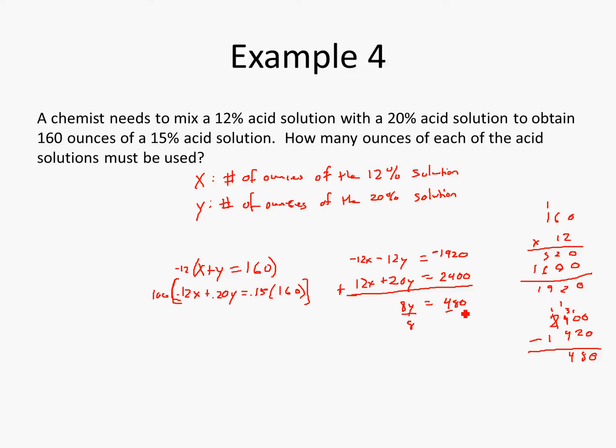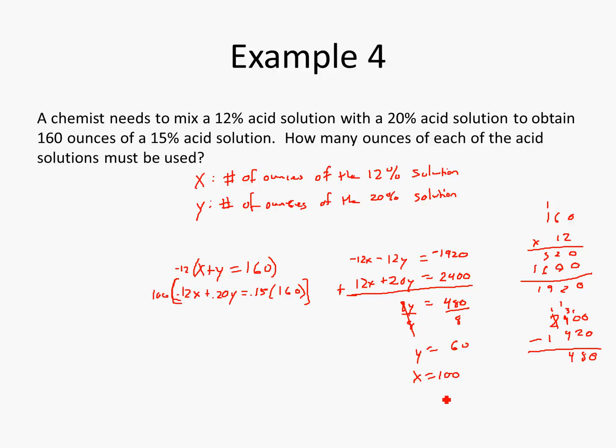If I divide by 8, then I get y is equal to, is it 60, I think? Yeah. So that means the number of ounces of the 20% solution is 60. So the number of ounces for the 12% must be 100 because they have to add up to 160. For that same reason, because here it says x plus y is 160. If y is 60, then x has to be 100 because 100 plus 60 would be 160. You could just take off 60 from both sides, and you'll get x is equal to 100.